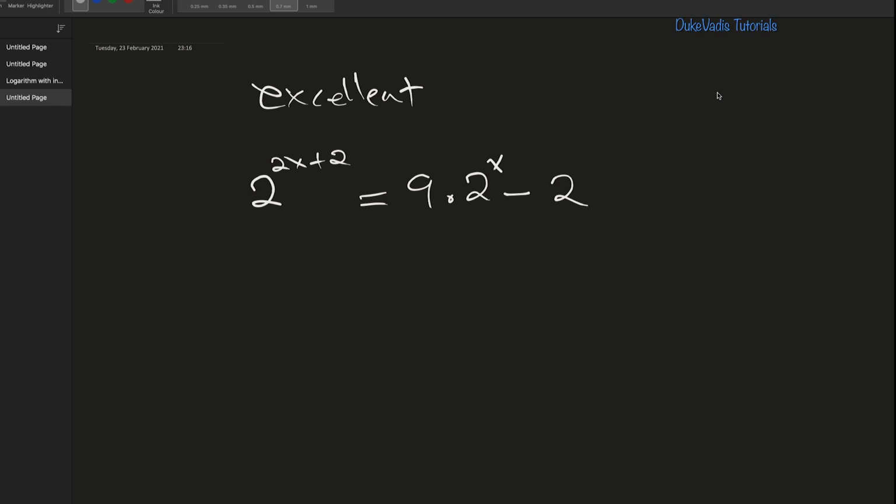So excellent. As you can see on the board, this is the question: 2 raised to the power 2x plus 2 is equal to 9 multiplying 2 raised to the power x minus 2. Peter and Michael, if you are watching, this is the question.